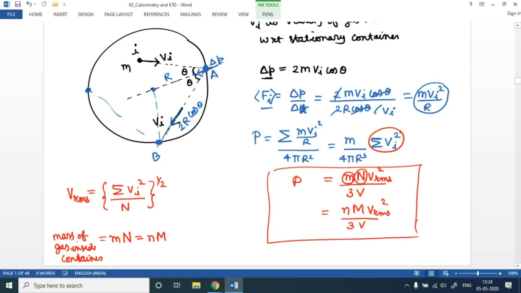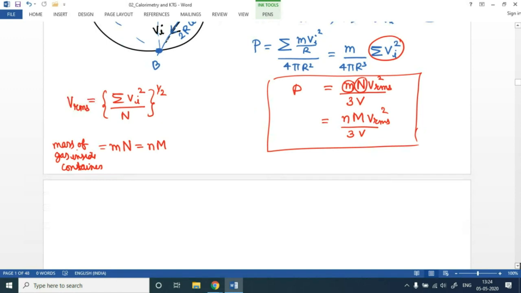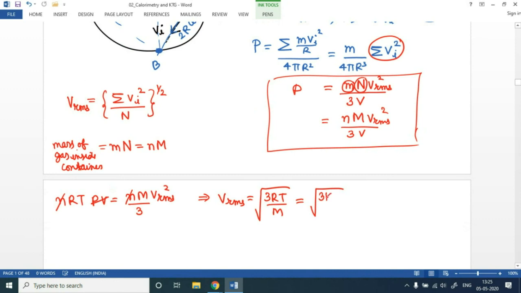And now here we can use the ideal gas equation. So the left hand side would become, let's say, PV is equal to n m v rms square upon 3. So PV here is nothing but nRT, and n here will get cancelled. So the calculation of Vrms would be simply Vrms equals root under 3RT by M, or alternatively you can also write it as root under 3kT by small m, where k is the Boltzmann constant, and this small m here is nothing but the mass of each molecule of gas.